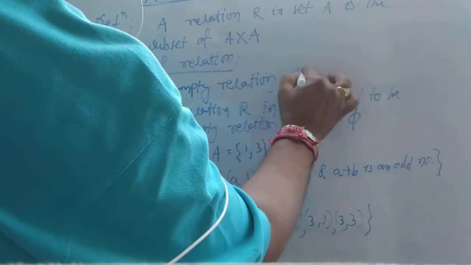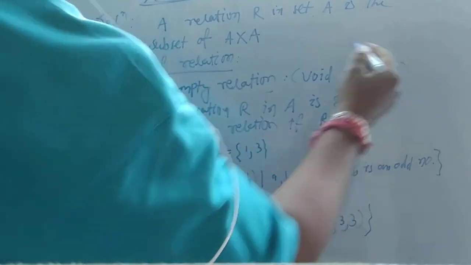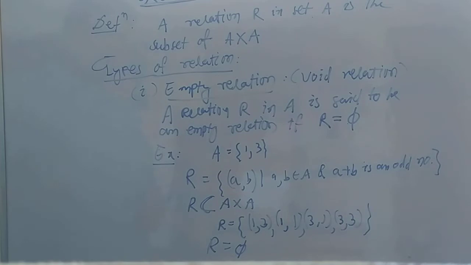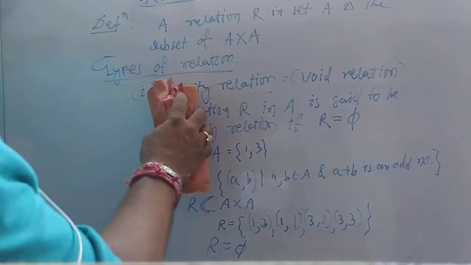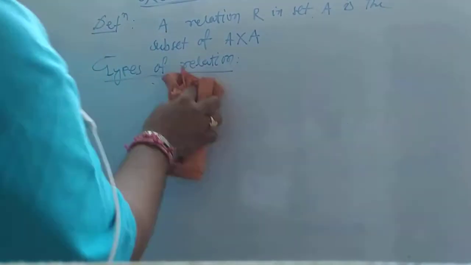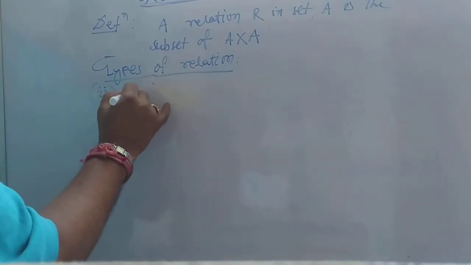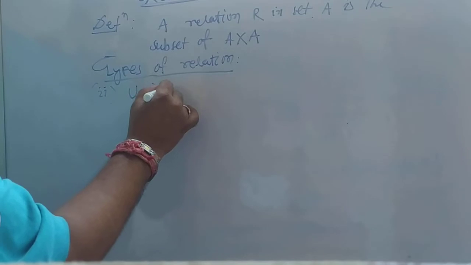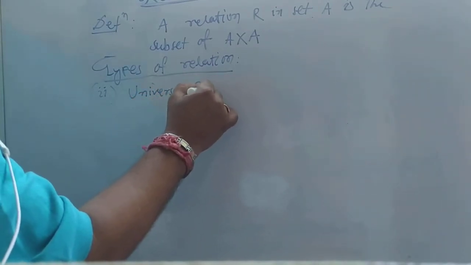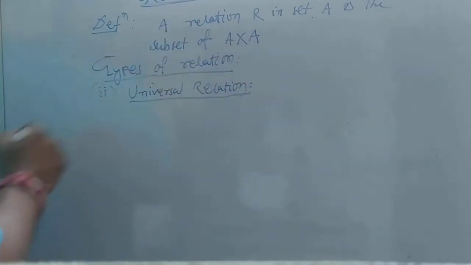Sometimes it is also called a void relation. Okay, this is the first type of relation. Then let's move to the second type, that is universal relation.